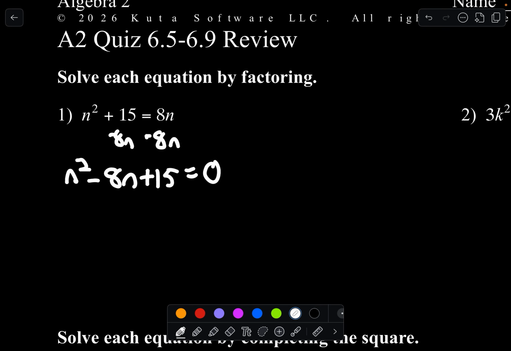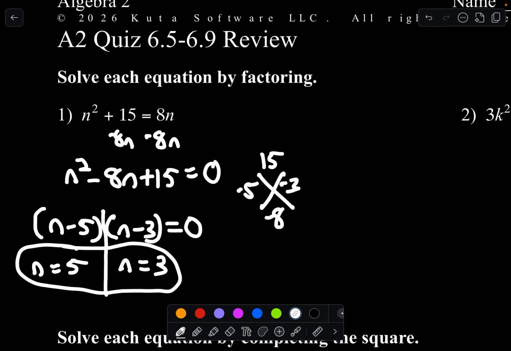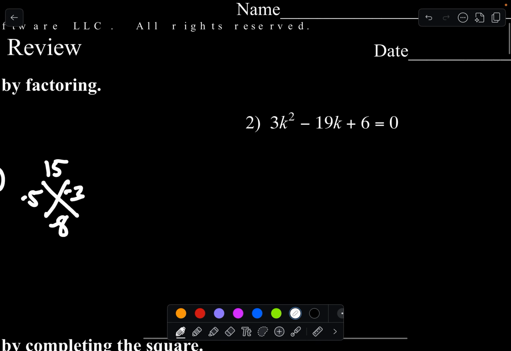We're looking for two numbers that multiply to 15 and add up to negative 8. I hope you would realize it's negative 5 and negative 3. So we can write that quadratic in factored form as (n minus 5)(n minus 3) equal to 0. That gives you two solutions, n equals 5 and n equals 3. There you go.